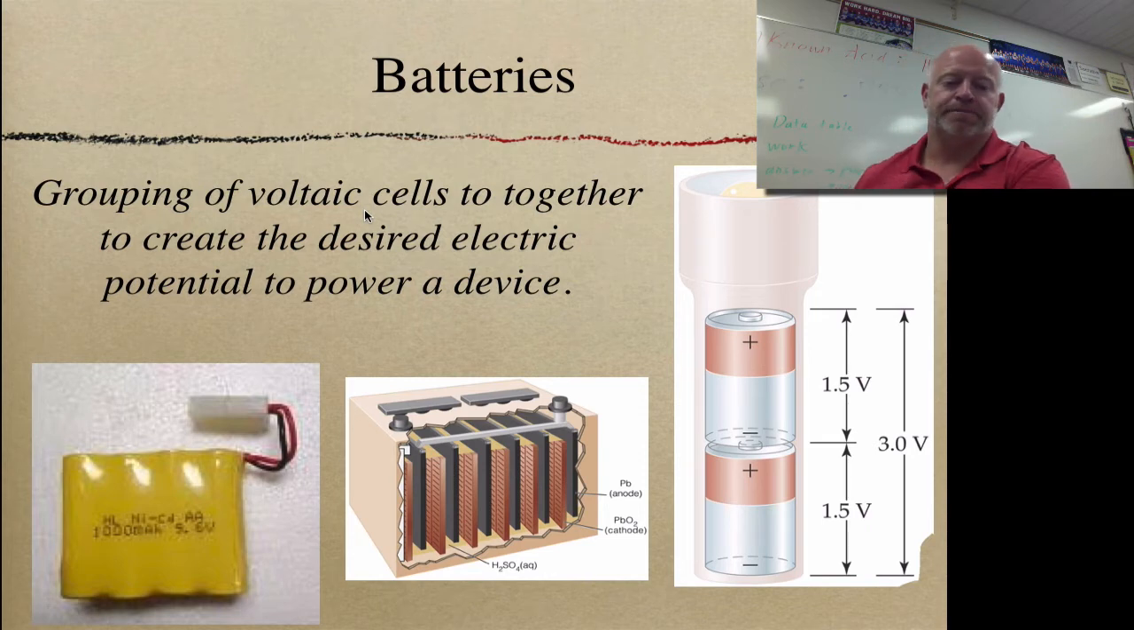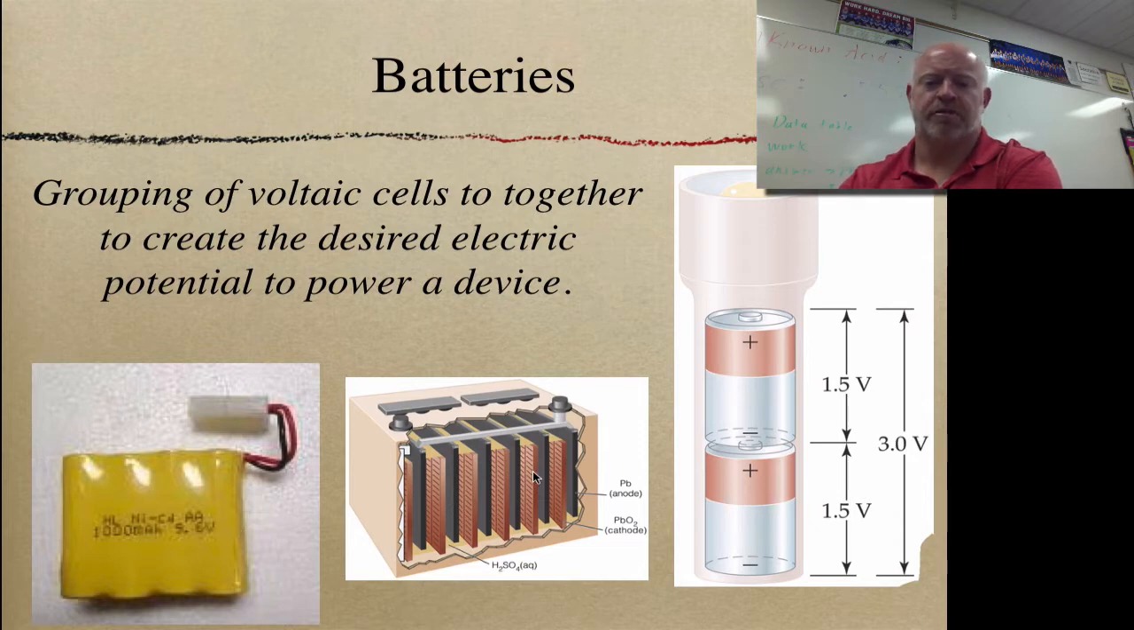For example, down here, if you look closely, there's a round object, another round object, another round object in here. This is actually 4 cells put together to create a battery that's 9.6 volts. To figure out how much voltage each of these cells provides, you would take the 9.6 divided by 4, and that would tell you how many volts each single cell is able to provide.